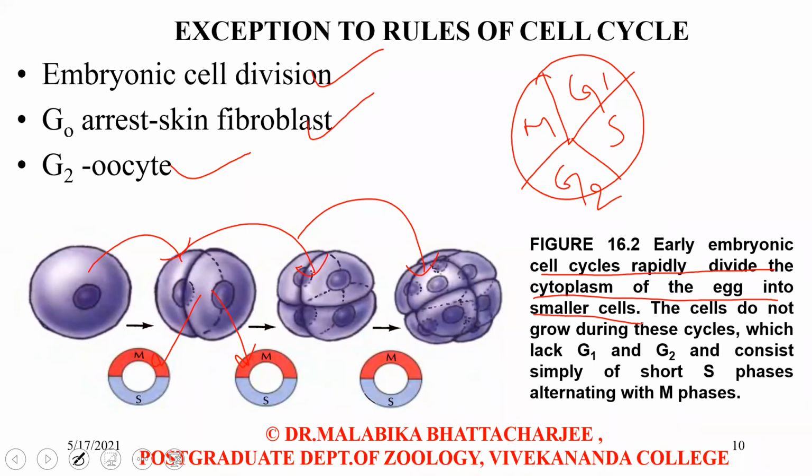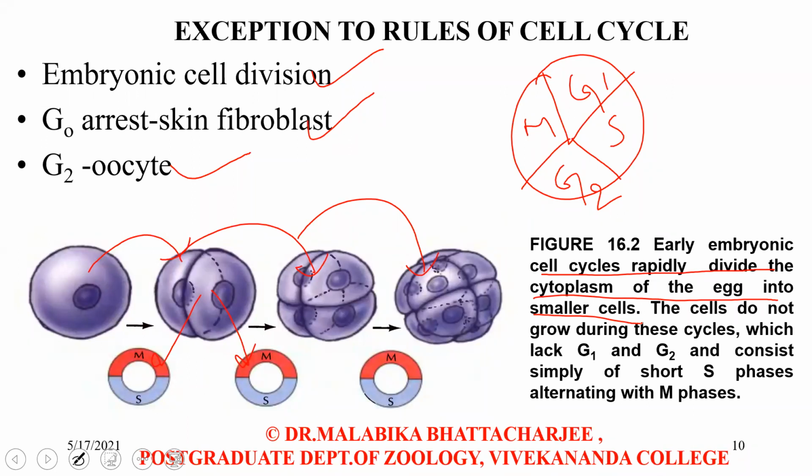So we have this S phase where the DNA doubles and the M phase where the DNA is again divided into two daughter cells. Again in the daughter cells, the DNA doubles and these daughter cells again divide into two granddaughter cells. So this is how the cell cycle goes on in case of embryonic cell division. There is no gap 1 and gap 2 phase.